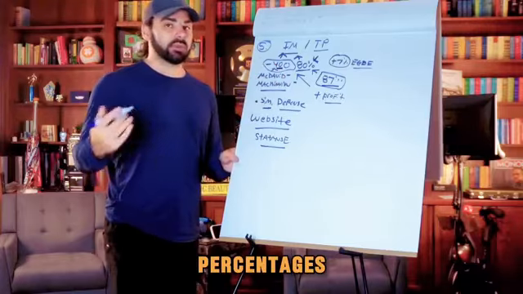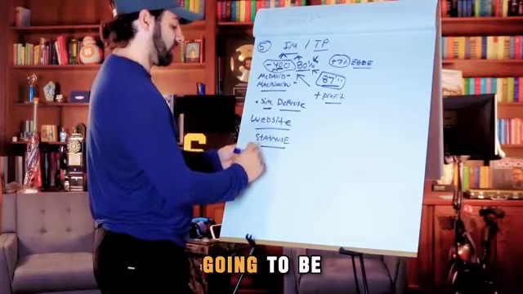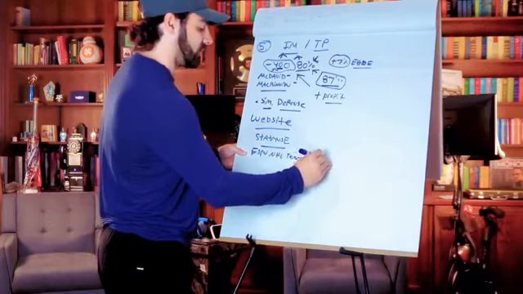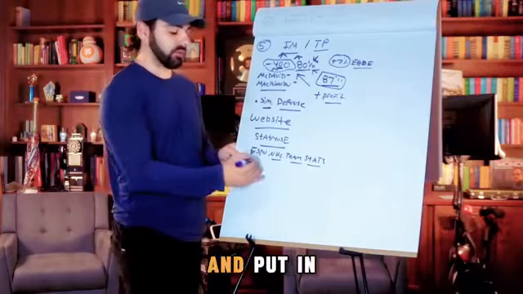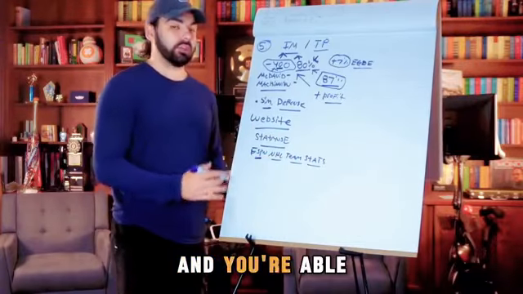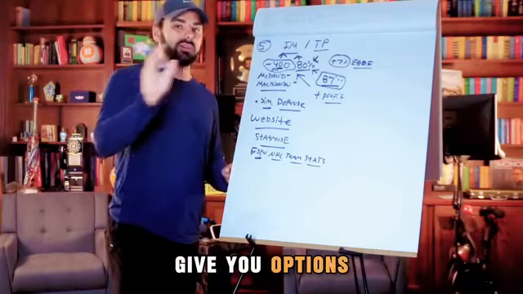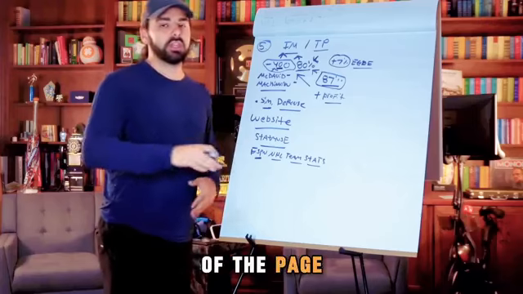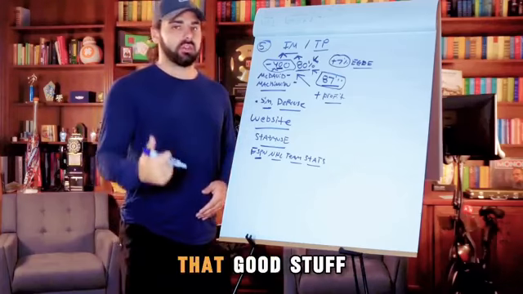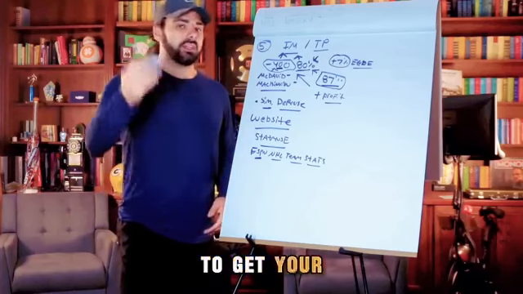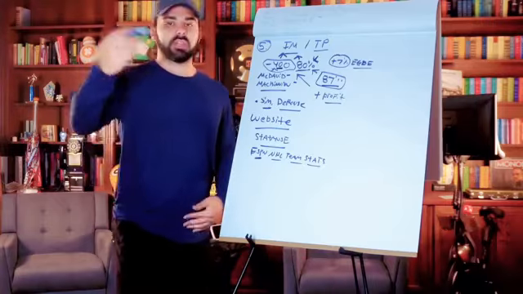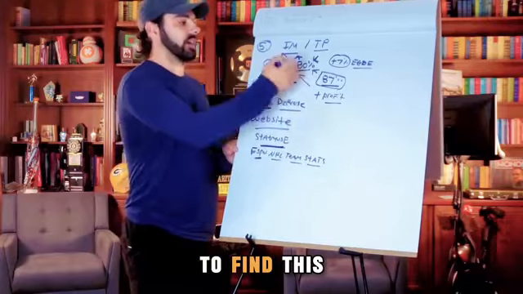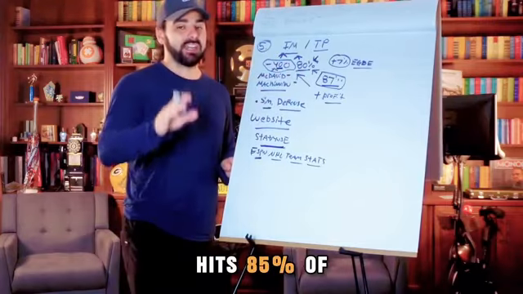And then for team percentages, the easiest way to look at this is to go to Google and put in ESPN NHL team stats. That's all you got to do. They're going to give you options for players. You don't want to look at the players. You want to look at the team stats. This is where you can filter at the top of the page, power play percentage, penalty minutes, all that good stuff. You can literally filter through all of that to get your answer for what teams are top 5, what teams are top 10 in certain areas. That is where you will use the resources to be able to find this type of play that, like I said, hits 85% of the time.